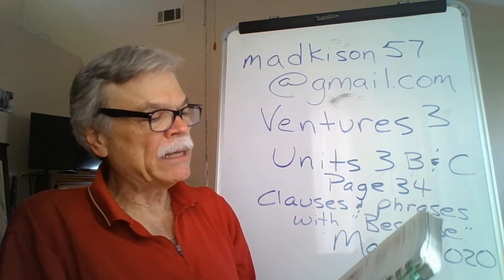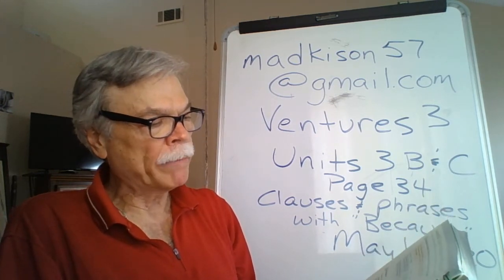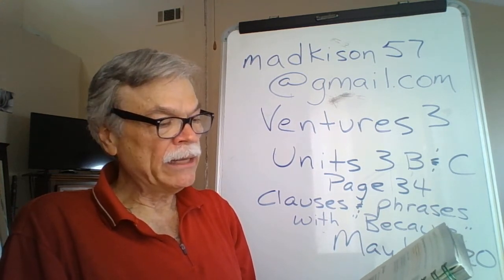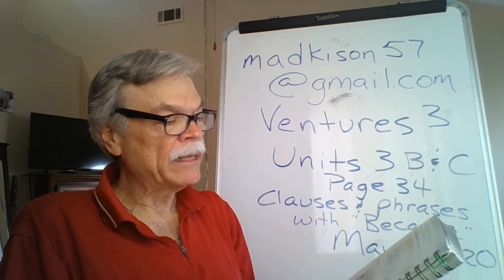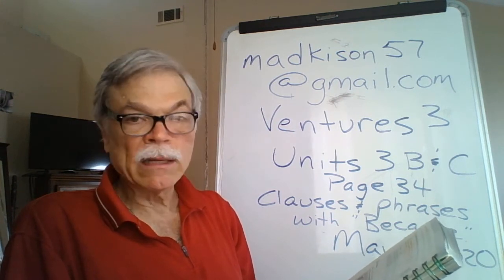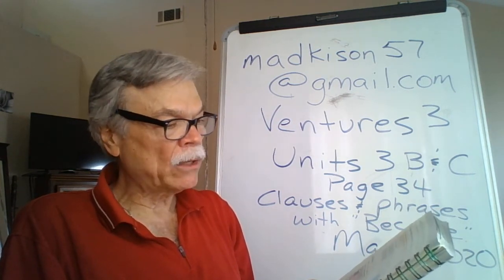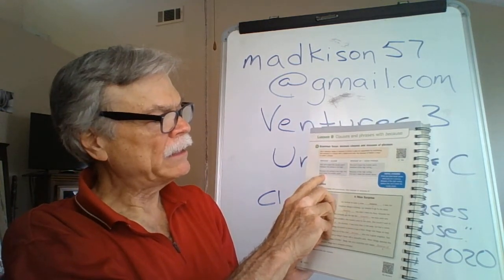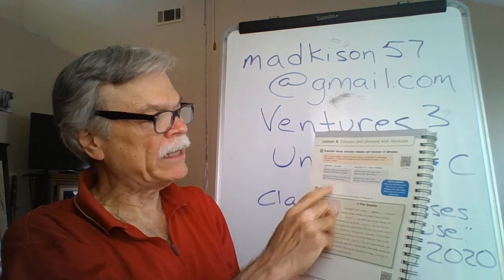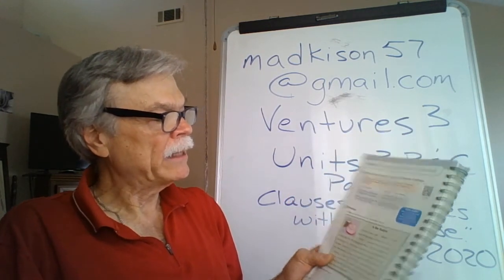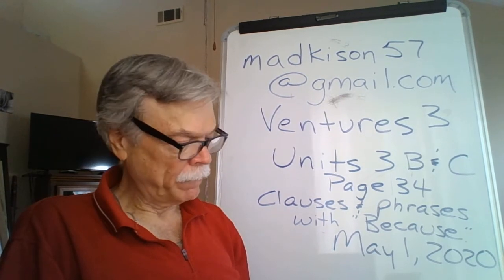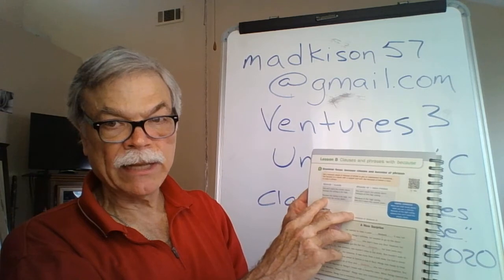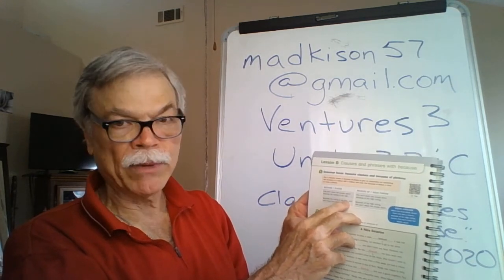So the first box says, Anna can't reach the smoke alarm because the ceiling is too high. The ceiling is the noun and is the verb. So that's a clause. So because plus the clause is a because clause, okay? The second example says, because the ceiling is too high, Anna can't reach the smoke alarm.